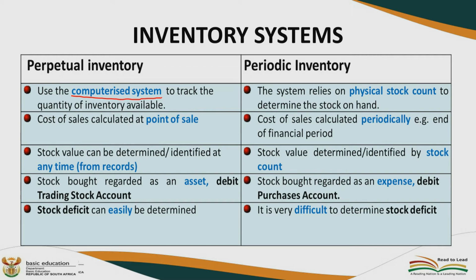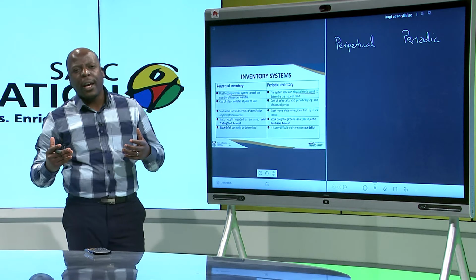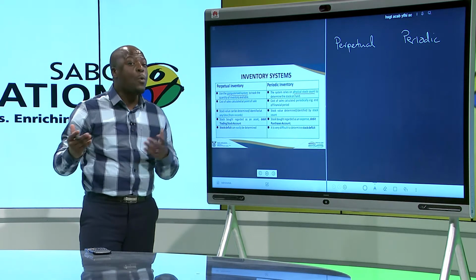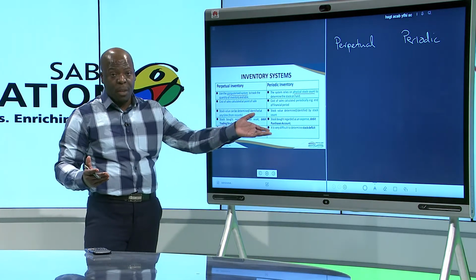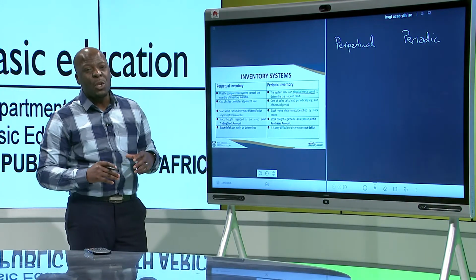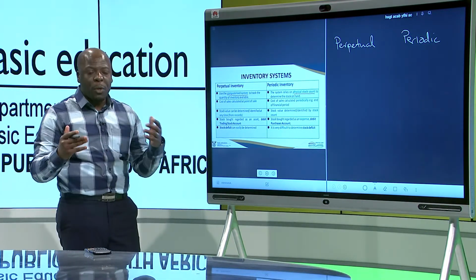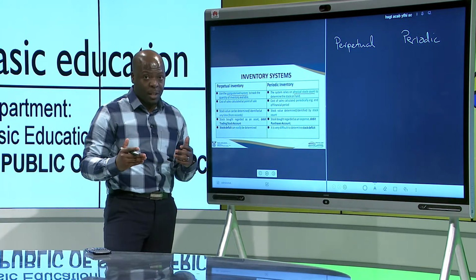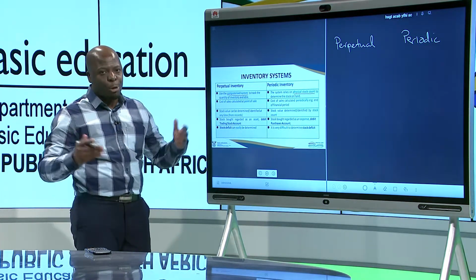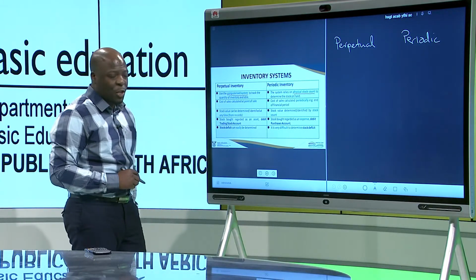Because with the periodic inventory system, the very important aspect is that you rely mostly on what is known as a physical stock count for you to determine your stock on hand, all right? So in other words, when you look at your spaza shops, they will be using the periodic inventory system. Why? Because for the perpetual inventory system, you need to have a computerized system. You need to have a computer as well as the software that is relevant. So you'd find this in your big retail shops. That is where they use the perpetual inventory system.